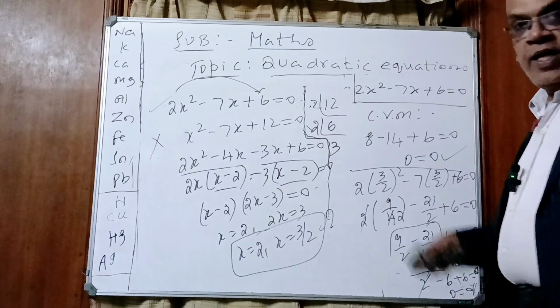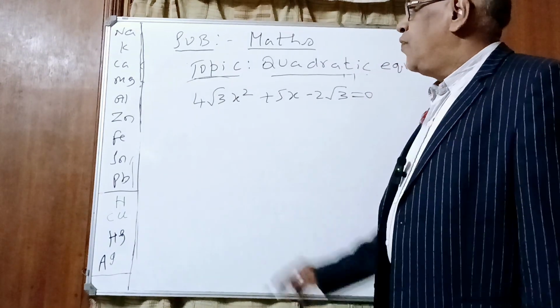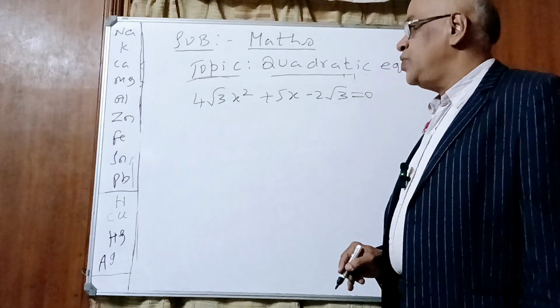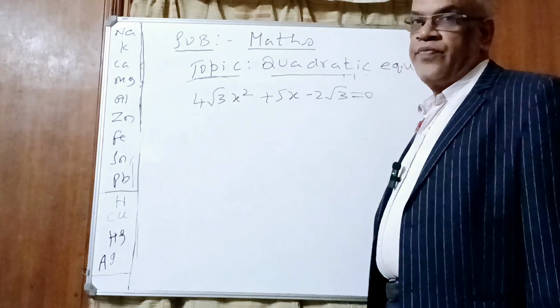We will go to the next one. See children, next question. Very interesting. 4 root 3 x square plus 5x minus 2 root 3 is equal to 0. What is the x square coefficient, children? 4 root 3.